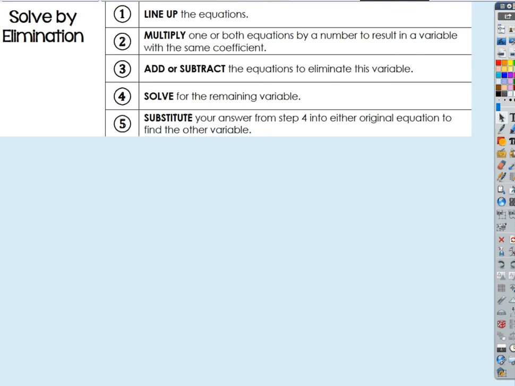Here's kind of a way to think about it. This is pretty standard out of a textbook. I'm going to make one little tweak to this that I think is helpful. You're welcome to do it whichever way you want, but typically what you're told to do with elimination is you line up the equations, you multiply one or both equations by some constant, some number.